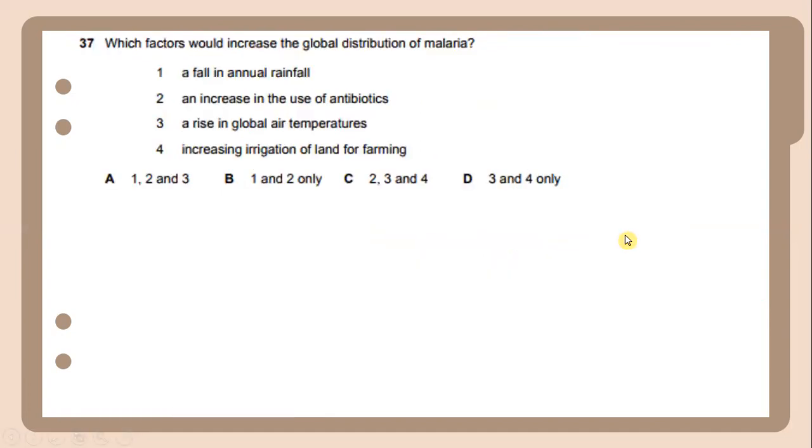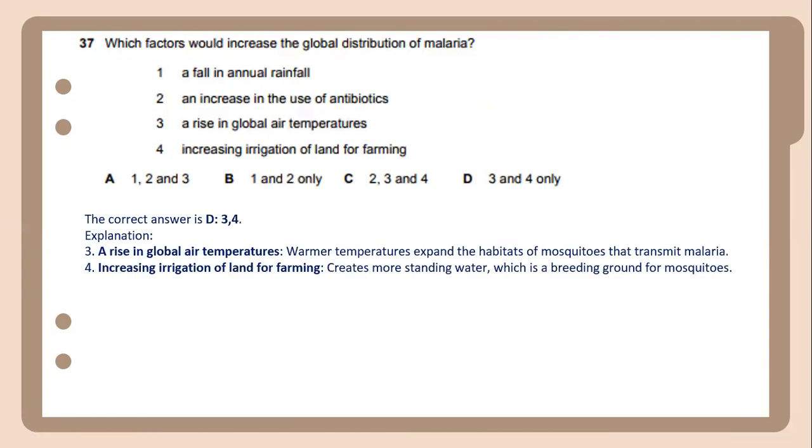And 37, which factors could increase the global distribution of malaria? The answer will be 3 and 4, a rise in global air temperature and the increasing irrigation of land for farming. A rise in global air temperature means warmer temperatures expand the habitat of mosquitoes that transmit malaria. And number 4, the increasing irrigation of land for farming, creates more standing water, which is a breeding ground for mosquitoes.